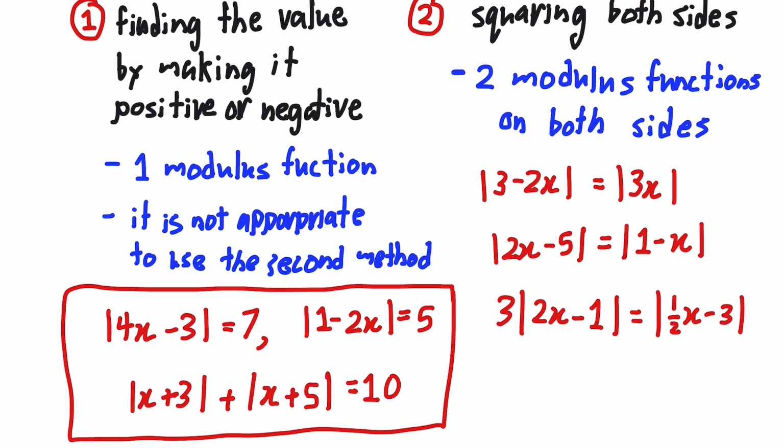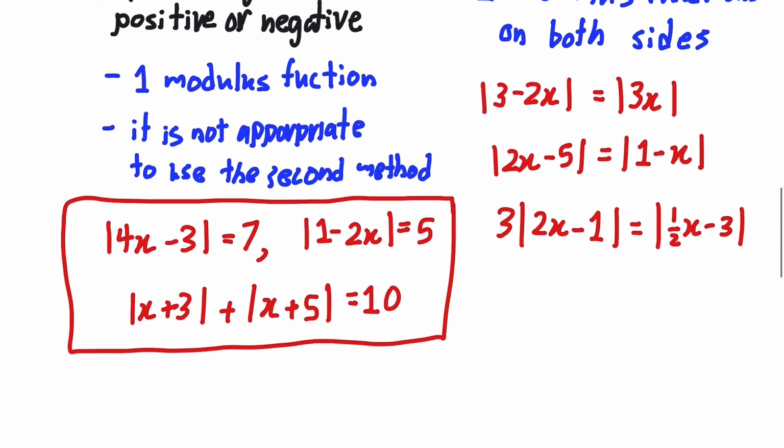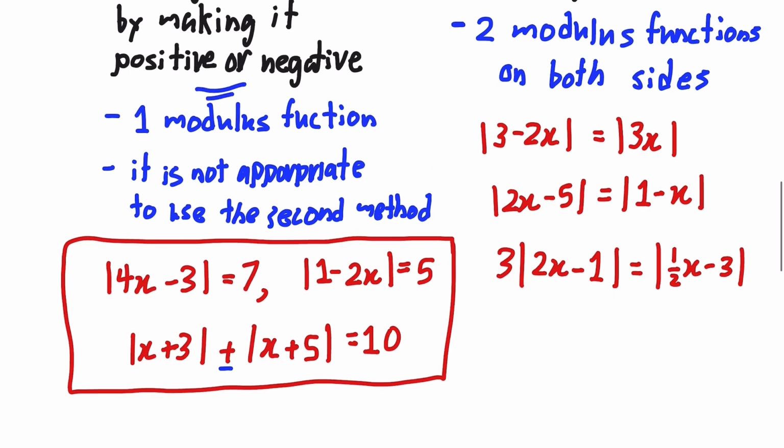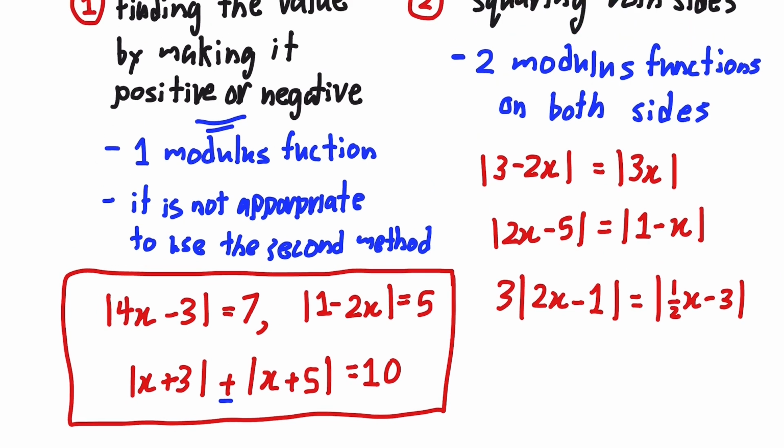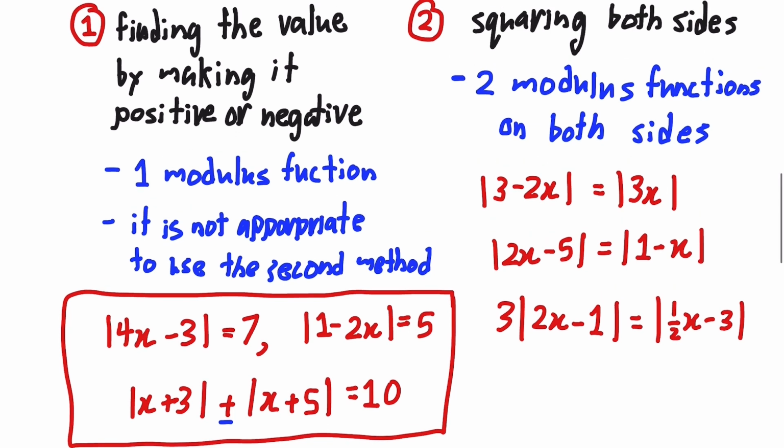So let's take, for example, here we have two modulus functions and here we have two modulus functions. When do we use finding the value by making it positive or negative, or when do we use squaring both sides? So here, everything outside of the two modulus functions we have a plus, so we will need to use finding the value by making it positive or negative, and here we have it multiplied, so we'll use squaring both sides.